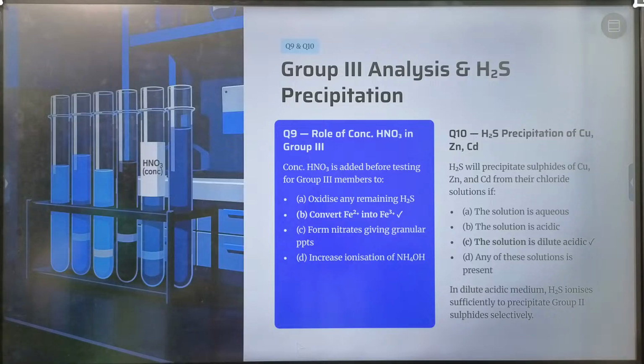I told you, due to common ion effect, what will happen? The concentration of sulfide ion will be less, so only copper will be precipitated in the second group. If you don't make the solution acidic, what will happen? Zinc and cadmium will precipitate along with that. So the fourth group, all the cations will get precipitated, due to common ion effect.